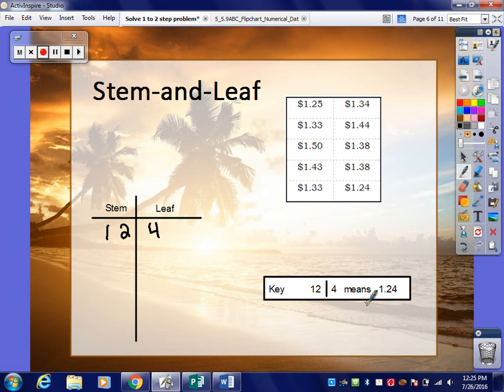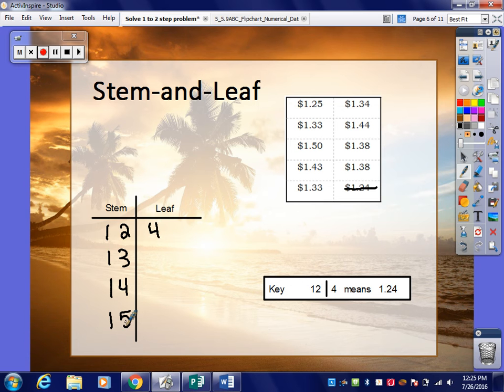That's not from my sheet. So I'm going to mark that out. We also see that we go all the way up to $1 expression. That's our highest number. So we know that we have numbers from $1.30, $1.40, $1.50.